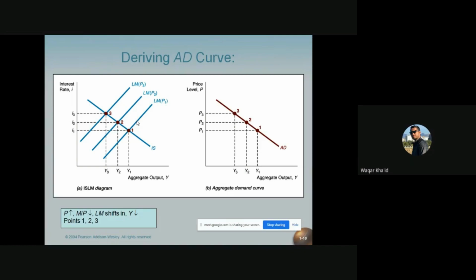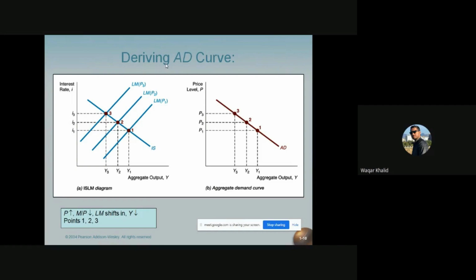Now suppose we have the original price level at point P1. The LM curve at this point is LM P1. At P1 price, we have the LM P1 curve, and this LM P1 intersects the IS curve at point 1, where we have I1 level of interest rate and Y1 level of aggregate output. Now, suppose the price level increases from P1 to P2, then in real terms the money supply has fallen.